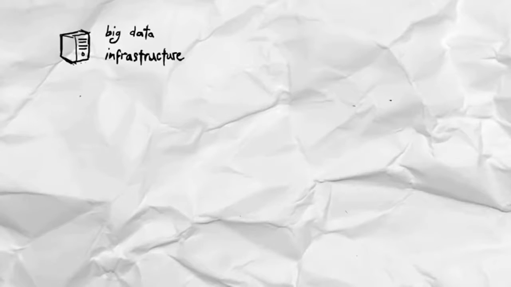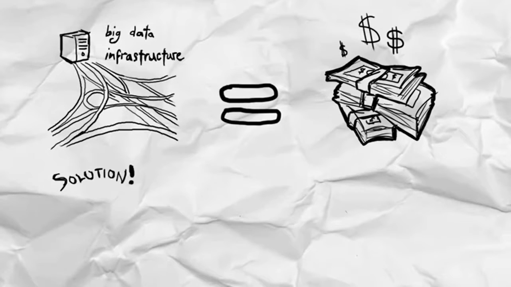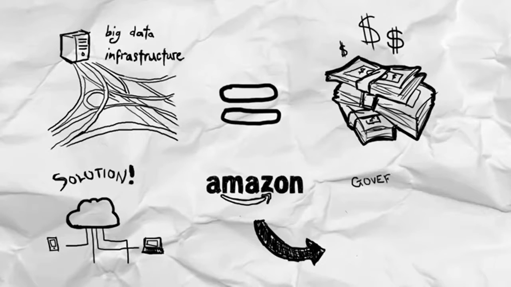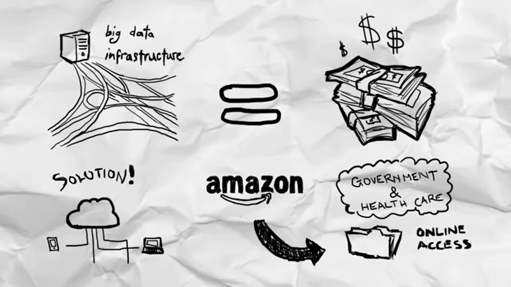Big data infrastructure can be quite costly. So, for organizations that cannot afford to have their own internal big data infrastructure, there are cloud-based big data solutions. Amazon has many government and healthcare documents available online, and this allows organizations to access them without the need to download.